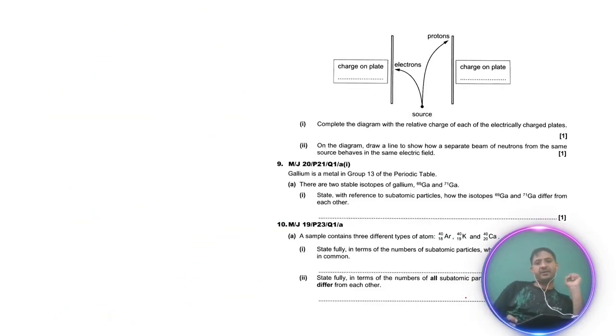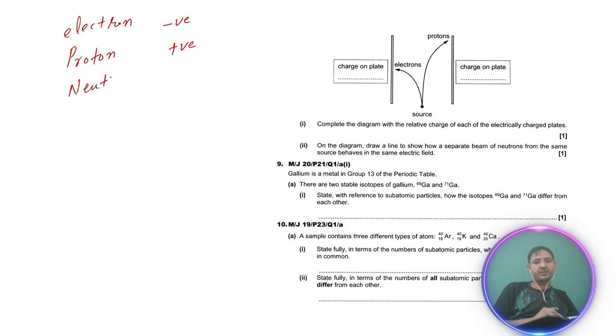We already know the electron is a particle which carries negative charge. Proton, in the nucleus of an atom, carries a positive charge. And what about the neutron? Neutron carries no charge. It is neutral in nature.